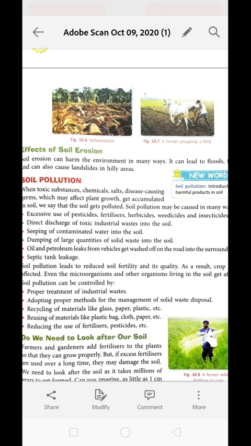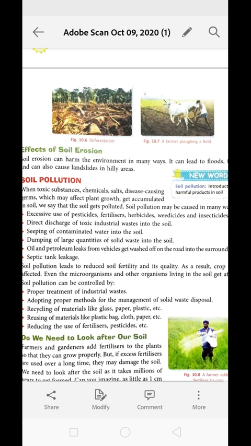Herbicides are used to kill unwanted herbs. Weedicides are used to kill the weeds present in the field. Weed means unwanted plant. Insecticides are used to kill insects, fertilizers are used to increase soil fertility, and pesticide is used to kill pests. So excessive use of these chemical substances can cause soil pollution. They will change the soil nature and decrease its fertility.